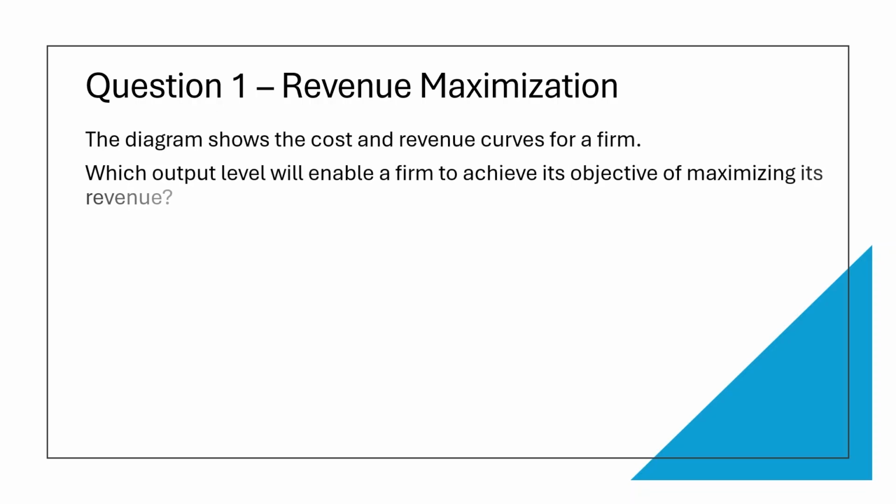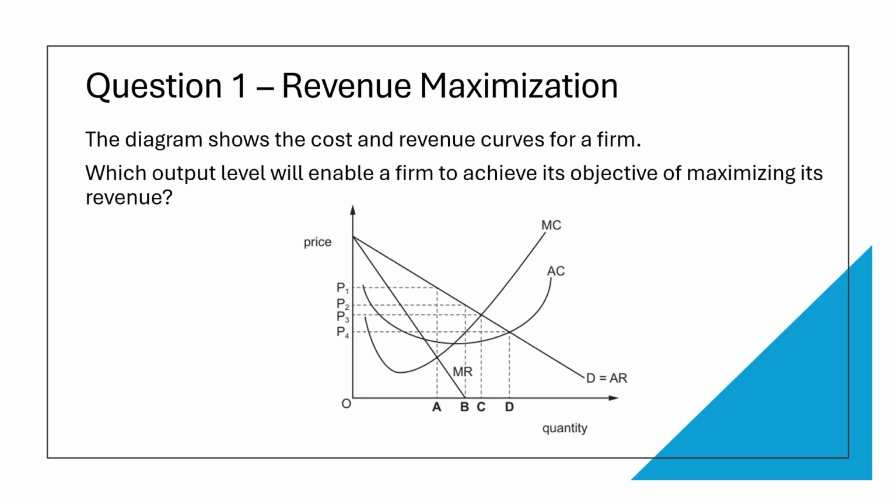The diagram shows the cost and revenue curves for a firm. Which output level will enable a firm to achieve its objective of maximizing its revenue? Now remember, when the question says maximize revenue, don't jump to MC is equal to MR. That is profit maximization output. What we care about here is where is the revenue at its highest.